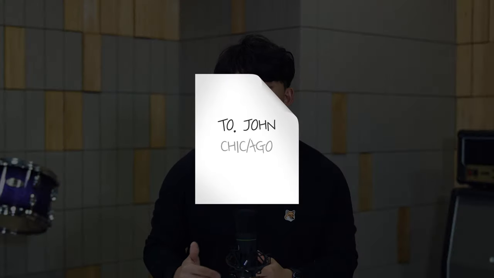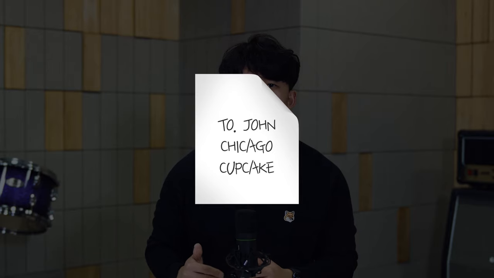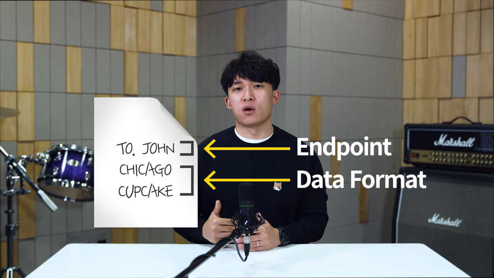Let's say you're writing to your friend John to ask about something. John talked about the cupcake he tried in Chicago and a cookie from New York, and you want some information about the cupcake. Then you write to John's address and ask him about where exactly in Chicago he got the cupcake from. If you put in the wrong address or ask him about the cookie from New York, you're not going to get the information you want. Here, John's address is the endpoint, and the cupcake from Chicago is the data format. A client must use the correct endpoint along with the correct data format to retrieve the information that he wants. And through the API, the application knows which information the client wants and returns the requested information.